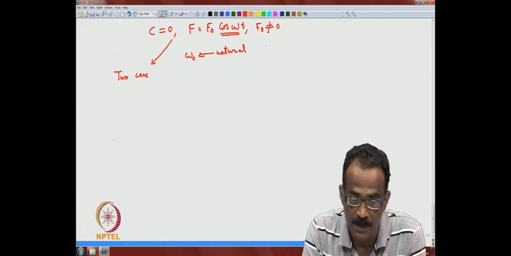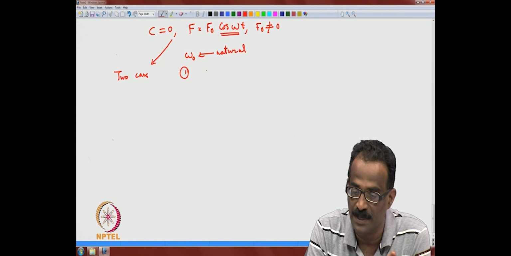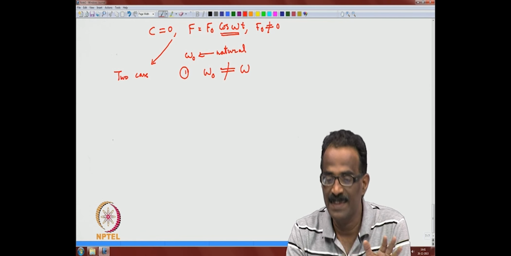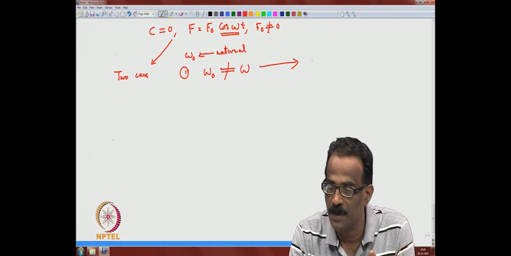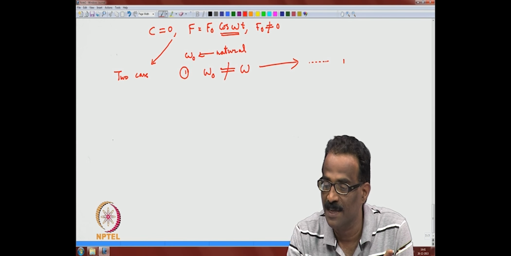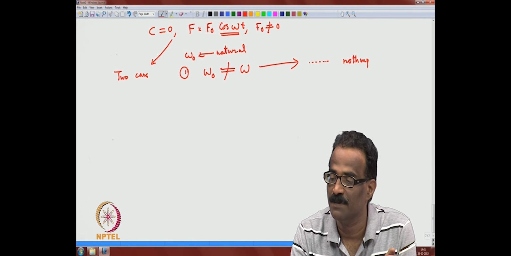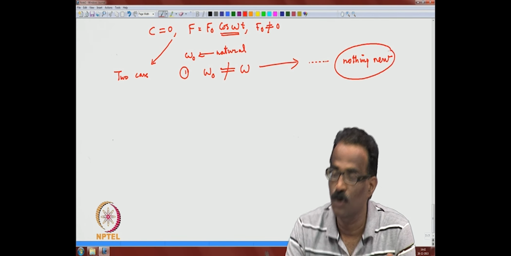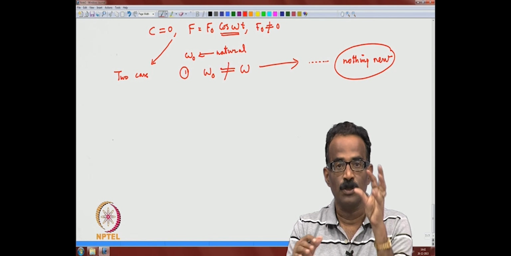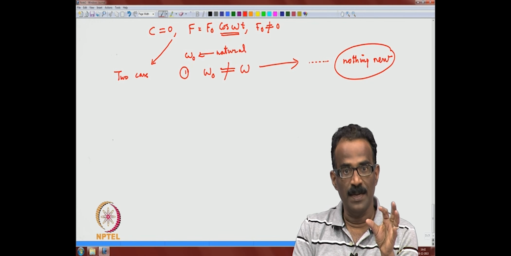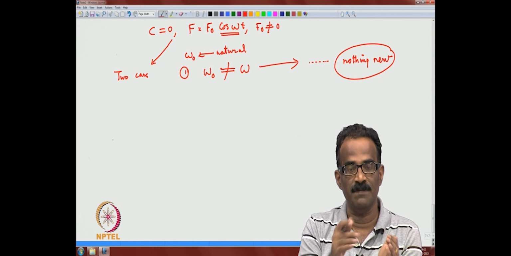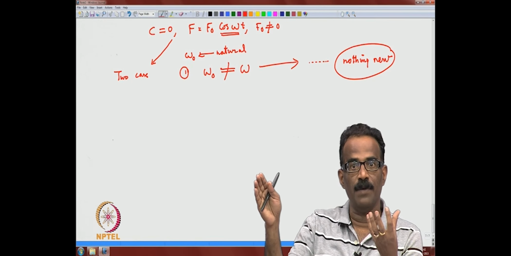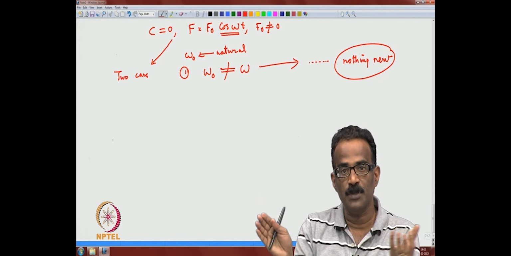So, in case 1, the natural frequency omega naught is different from omega, then there is no problem. You can write down the solution and there is nothing interesting, nothing new. You will write down the solution and you will have some oscillation. Even if there is no damping, you have a homogeneous system which is oscillating, which we have already seen, and then you will have a component of a particular solution, and there is absolutely no problem.